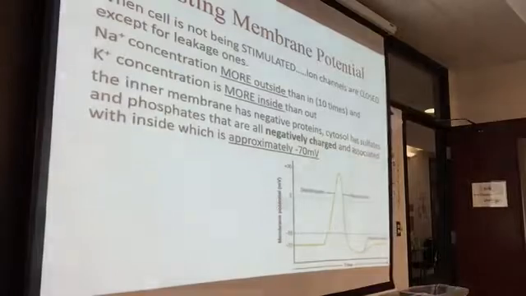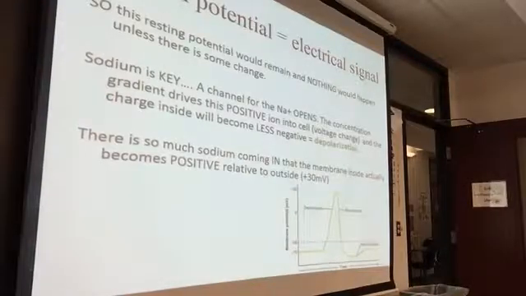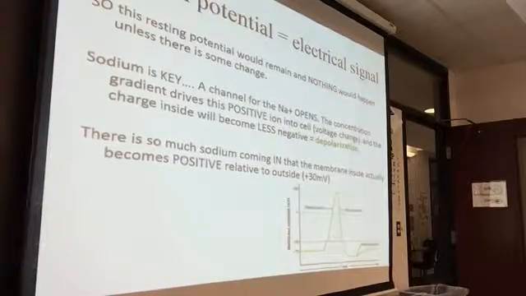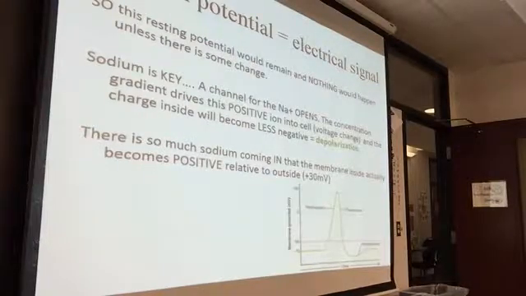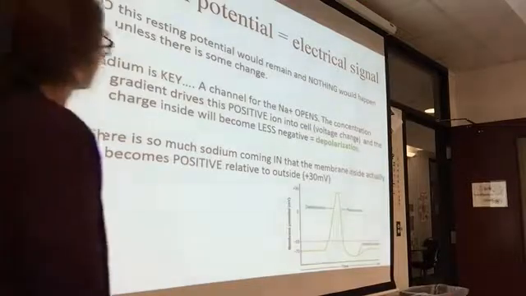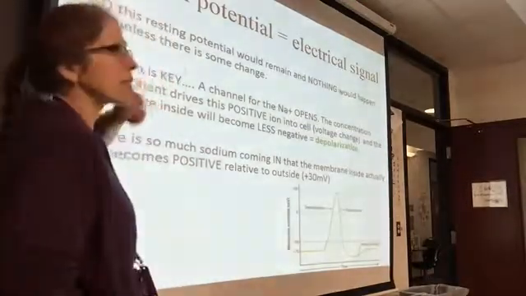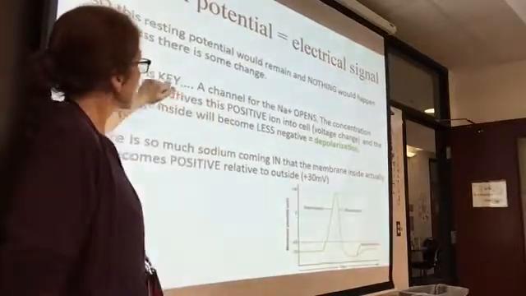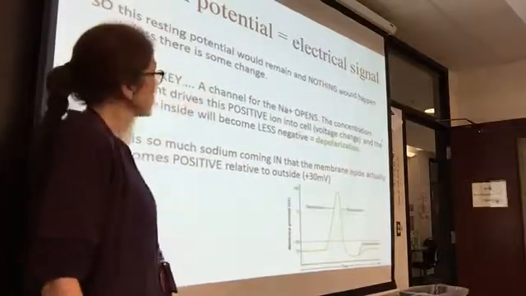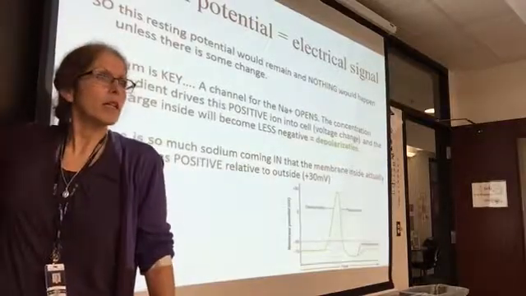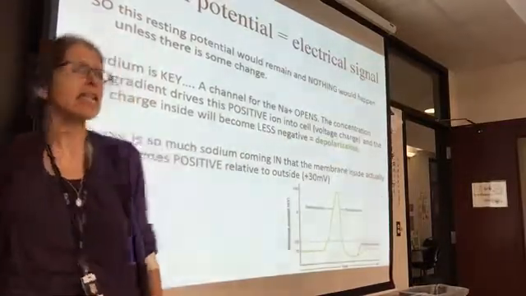So our action potential, right? We want to do something, as the name implies, because at resting membrane, you're not doing anything. So action potential is going to require the change that you've already been exposed to. This resting state would remain and nothing would happen unless some change occurs. Sodium is key, as we talked about. So when a channel for sodium opens, the concentration gradient, this difference, is going to drive sodium in. Sodium is going to enter.